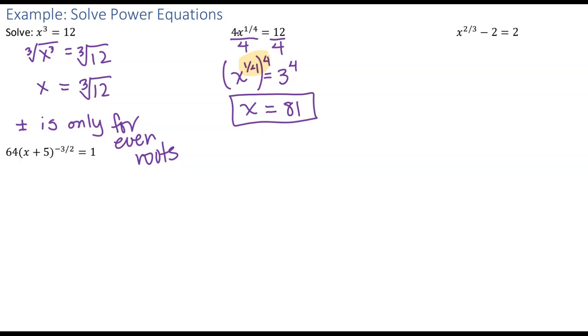Next one, x to the 2/3 minus 2 equals 2. So again, with the reverse order of operations, I do have a 2/3 power, but I also have a subtraction, and subtraction happens last in order of operations. So it's the first thing that I'll eliminate. So I can say x to the 2/3 equals 4.